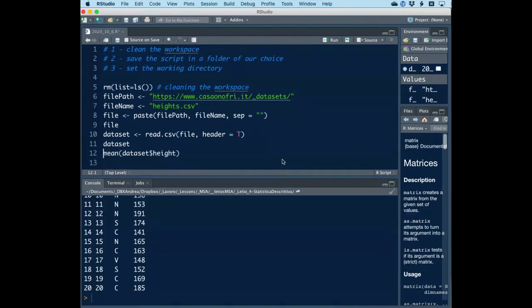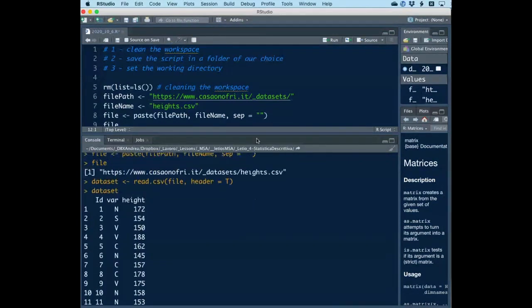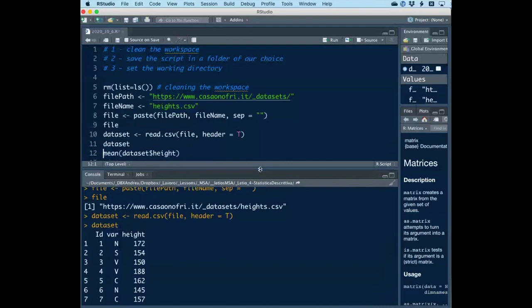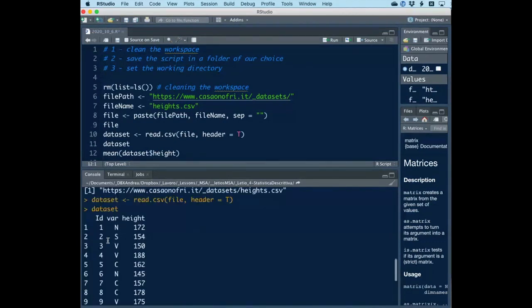Look, it is a data frame with three variables. The first variable is the ID. There are 20 observations. These are heights taken on plants of different genotypes, varieties, right?